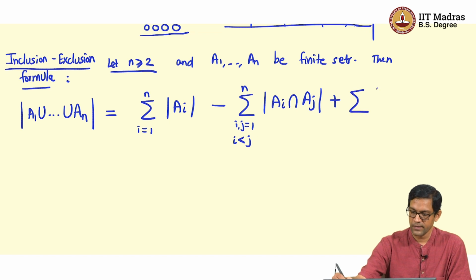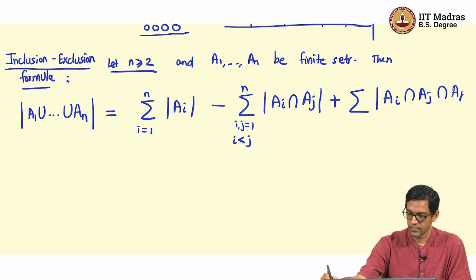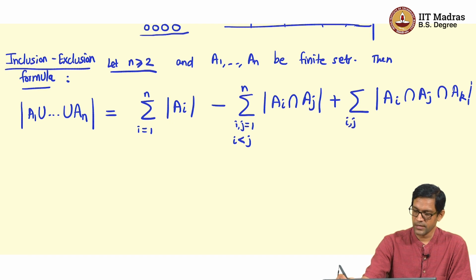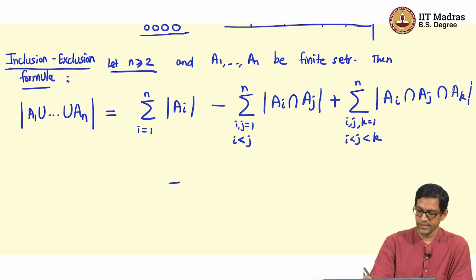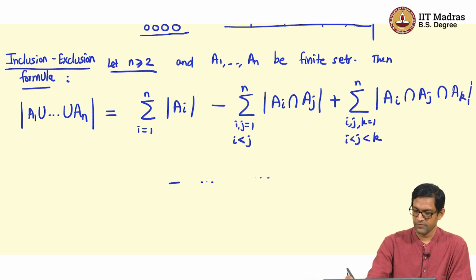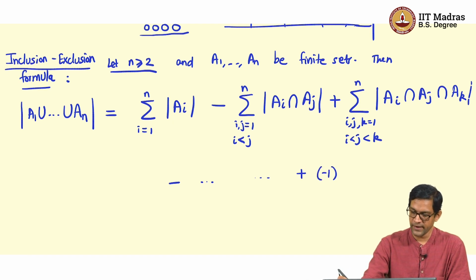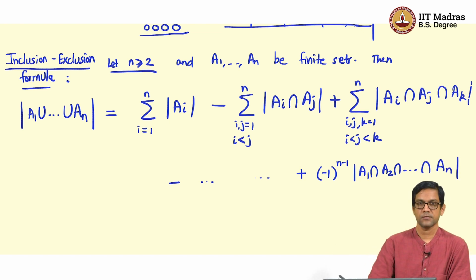Now to that I have to add cardinalities of triples. Let us use i, j, k for now. So here again i, j, k, then k and so on. So minus cardinality of quadruples, etc., etc. And finally what is the last term that we are going to get in this setting? It is the intersection of all n of them together. And observe the coefficient in front is either a plus or a minus, and the correct power is minus 1 to the n minus 1 times the cardinality of A1 intersection A2 and so on. So that is the very last term in this whole series.